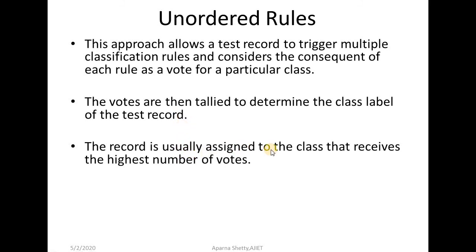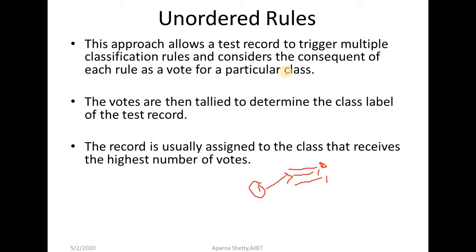The record is usually assigned to the class that receives the highest number of votes. Suppose the test record triggers multiple classes. Suppose the first record triggers class 0. Let me consider the class labels as 0, 1, and 1. One record has been triggered by all 3 rules.